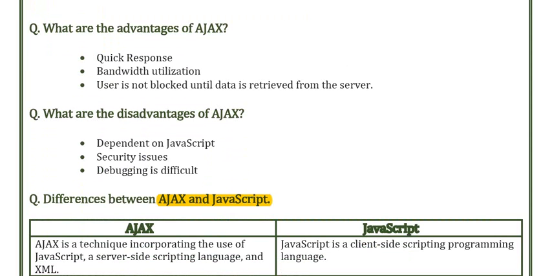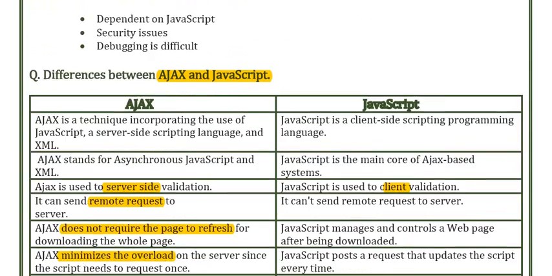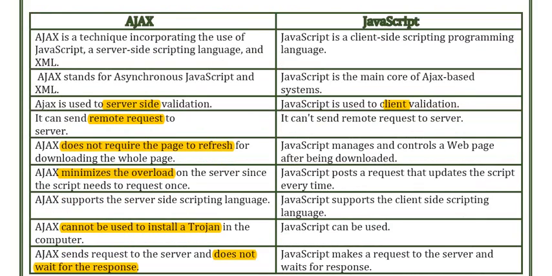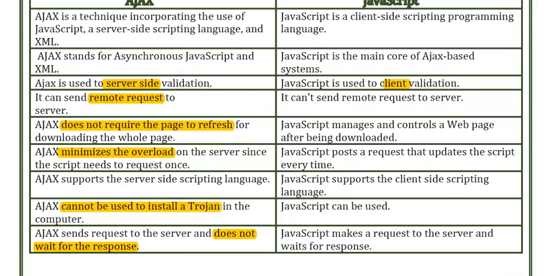Here are some advantages and disadvantages of Ajax. The differences between Ajax and JavaScript are given here. Ajax is a server-side scripting language, but JavaScript is a client-side one. This is the server version and this is the client version. This is the remote request, and in JavaScript it is the remote request to the server.